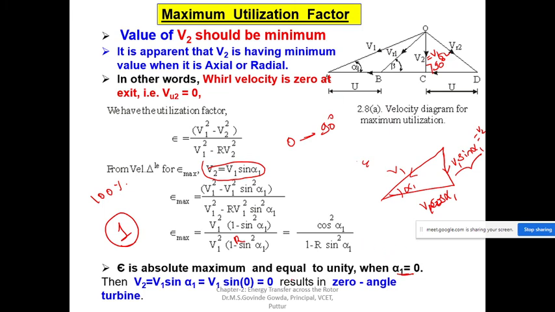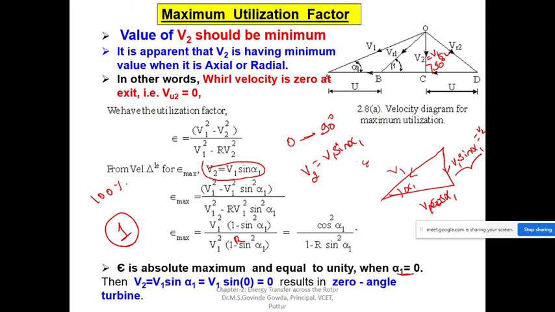If my alpha 1 is 0, at that time what can we say? We know that v2 equals v1 sine alpha 1. So v1 sine 0 is 0, so v2 equals 0. Sir, but V2 is equal to V1, no, sir? No. v2 equals v1 sine alpha 1. It is not directly equal to v1. It is a multiple of v1 sine alpha 1. Okay, so v1 sine alpha 1 it is.